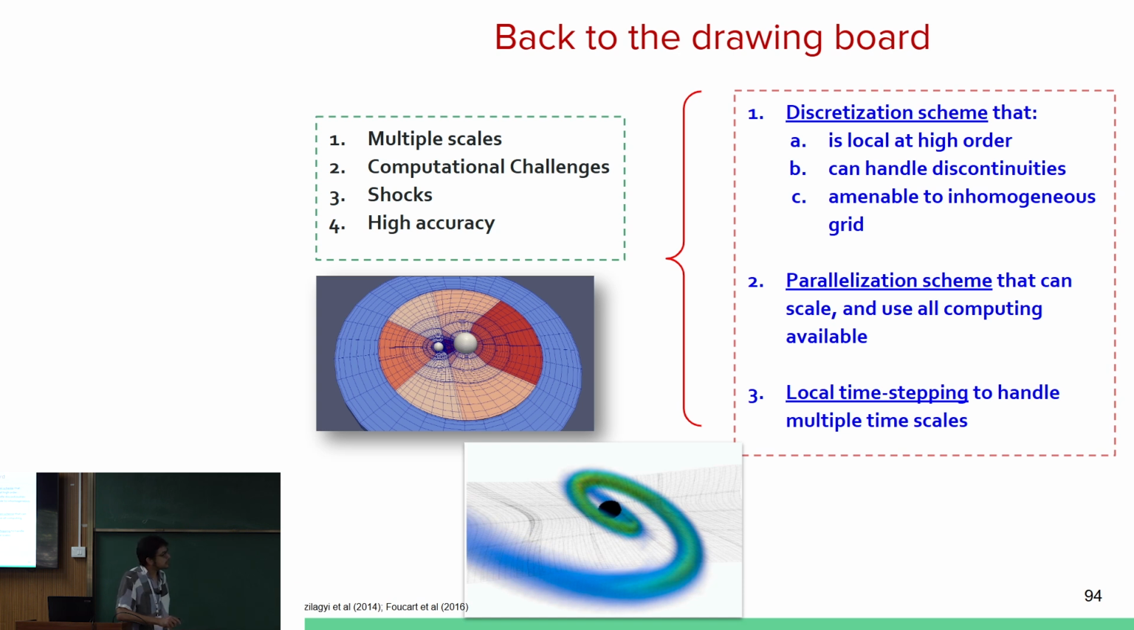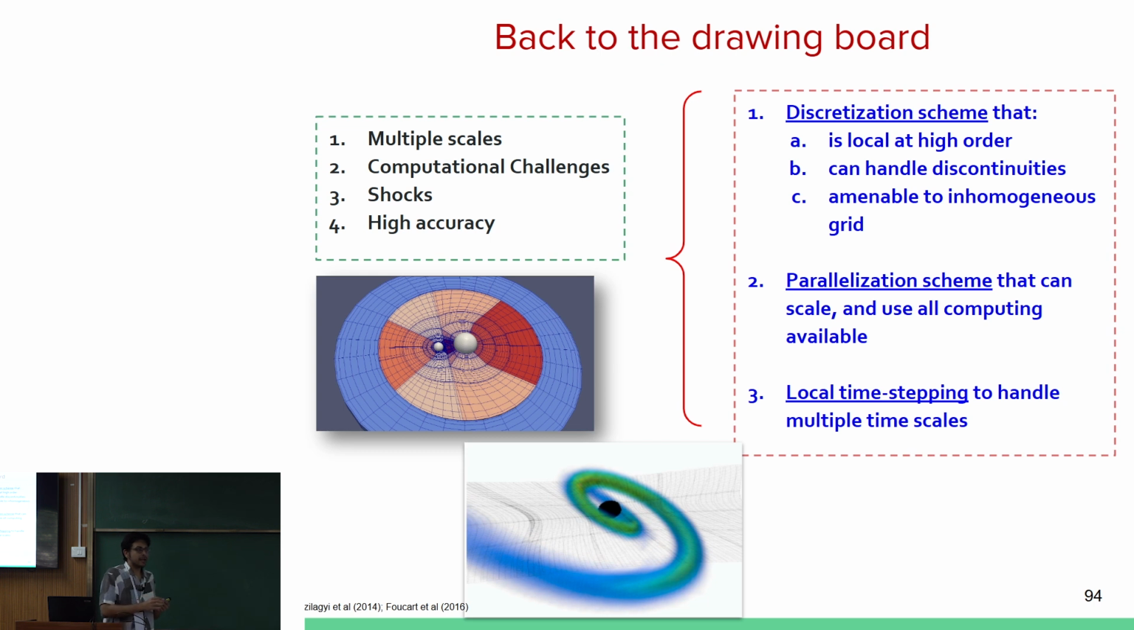Okay. So it has to be local at high order. What does that mean? What does that sentence mean? It means if you want to calculate, say, spatial derivatives, second order accurate, third order accurate, fourth order accurate, eighth order accurate, the increase in communication as a function of the order of your derivatives should not be steep.